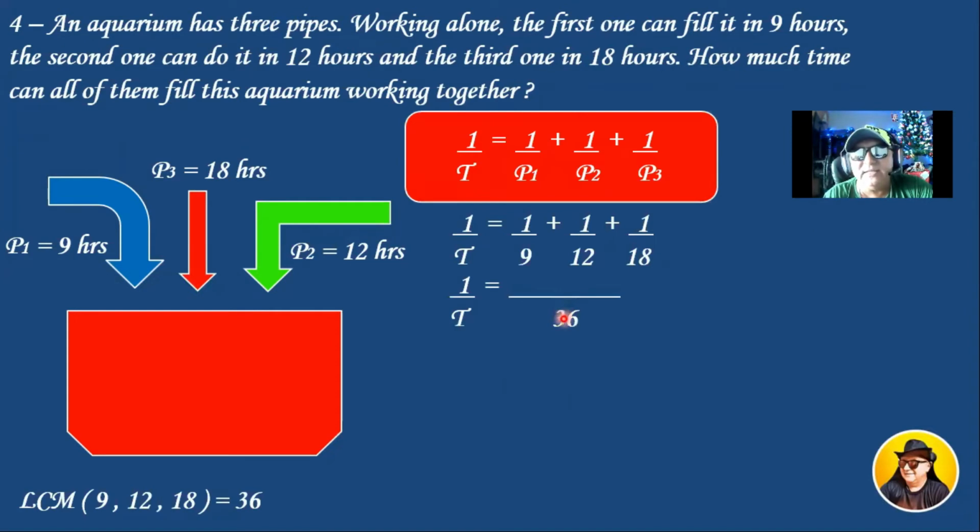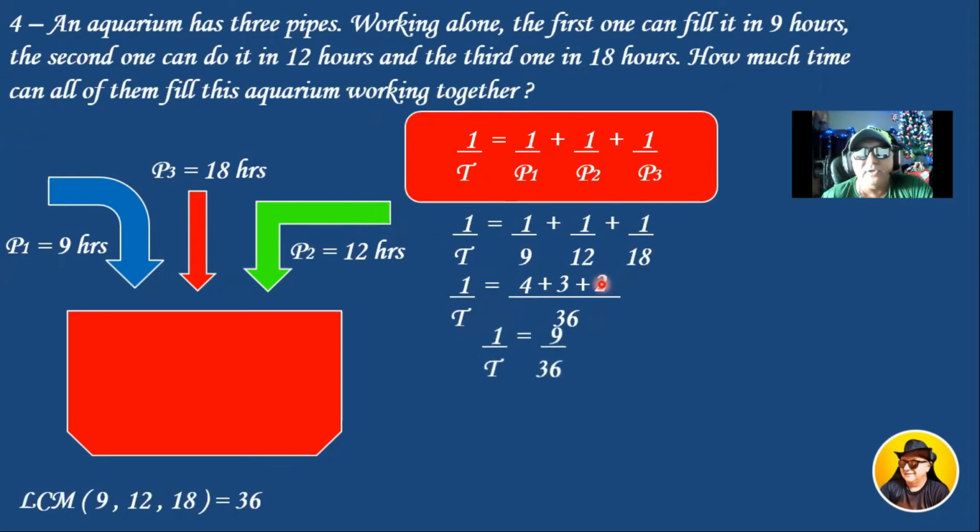Okay, so 36 divided by 9 is 4. 4 times 1 is 4. Okay, plus 36 divided by 12 is 3. 3 times 1 is 3. Okay, plus again, 36 divided by 18 is 2. 2 times 1 is 2. Okay, please help me in this addition. 4 plus 3 is 7. 7 plus 2 is 9.